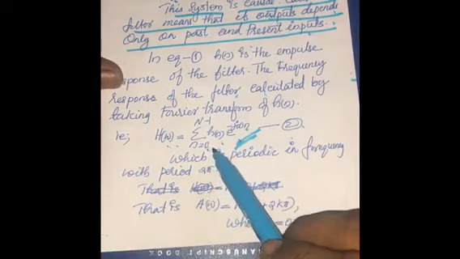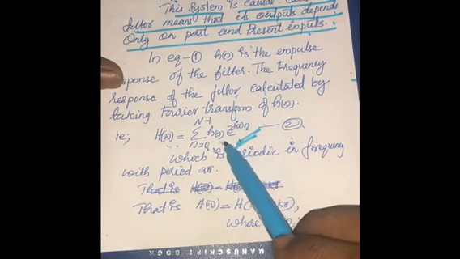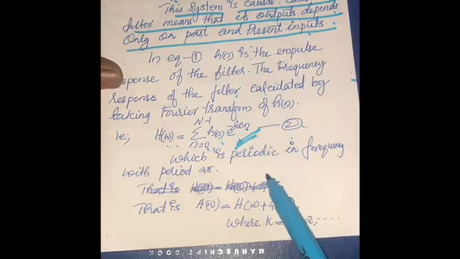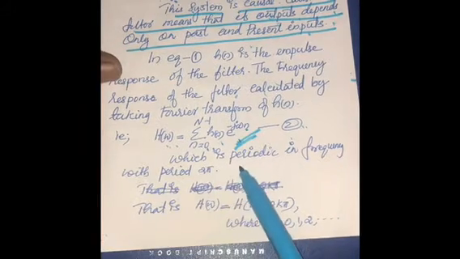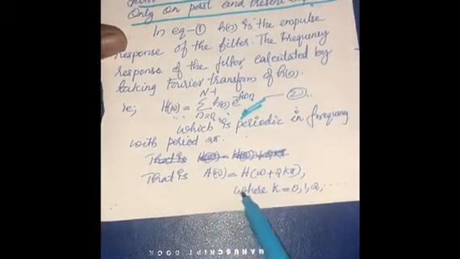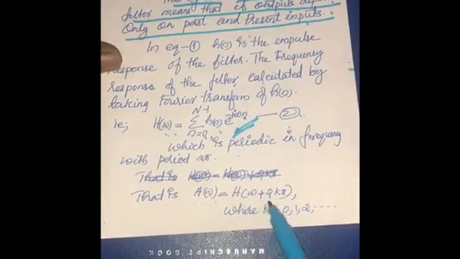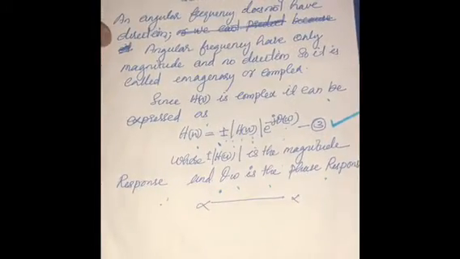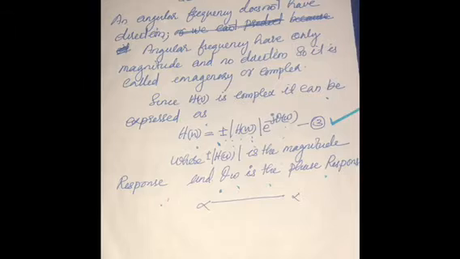H of omega is equal to sigma n varies from 0 to N minus 1, h of n e raised to minus j omega n. That is equation number 2. And this H of omega is periodic with a period 2 pi. That is, H of omega is equal to H of omega plus 2k pi, where k is equal to 0, 1, 2, etc. In that equation, H of omega is complex.